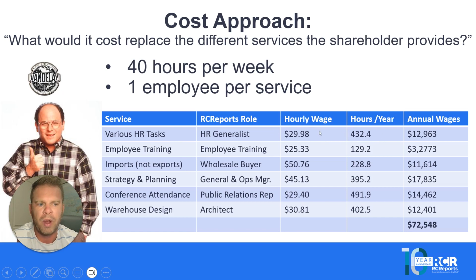And with this hourly wage and the hours per year the employee would need to work, this would be what the employee's annual wages are. We add up all of the different annual wages from the employees that it would take to replace Art, and we get his reasonable compensation amount, which is $72,548.